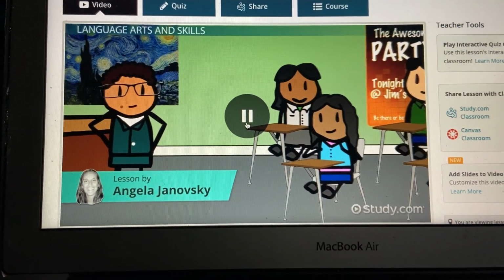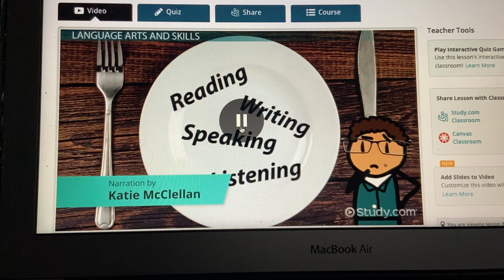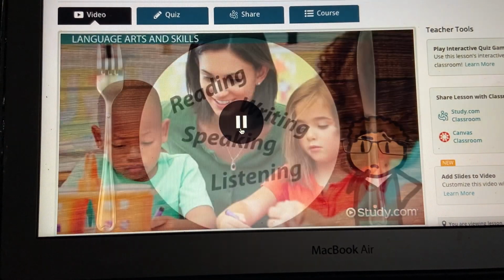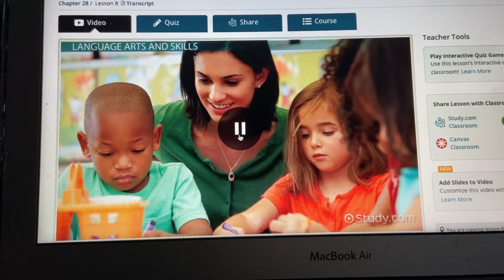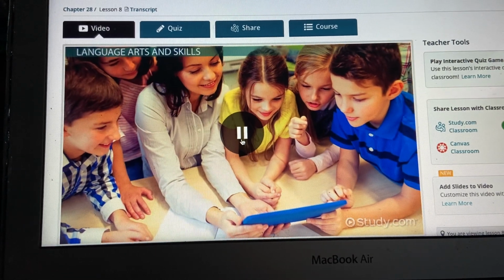English language arts teachers have a lot on their plates. In fact, their plates are filled with main courses of reading and writing, with a side of speaking and listening. These topics encompass a wide range of skills, and each area is essential in order for learning to take place in all other subject areas.